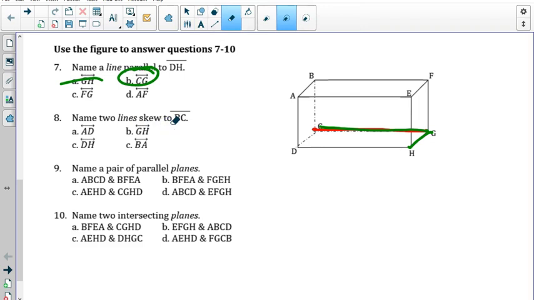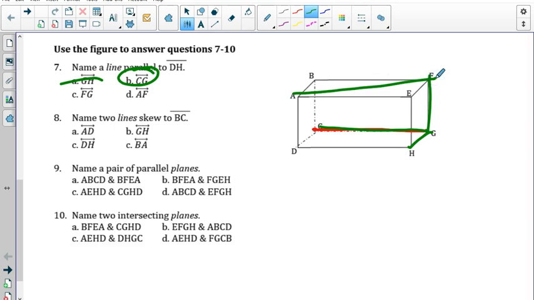Okay. FG, back here, that doesn't work. And AF isn't even connected on the drawing.